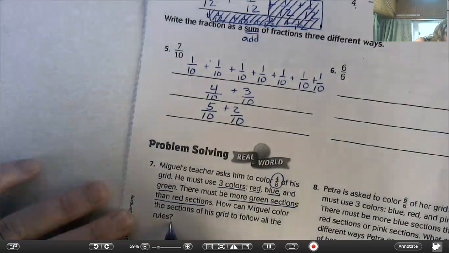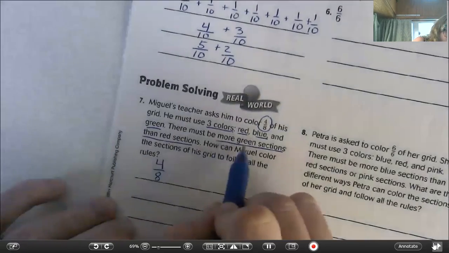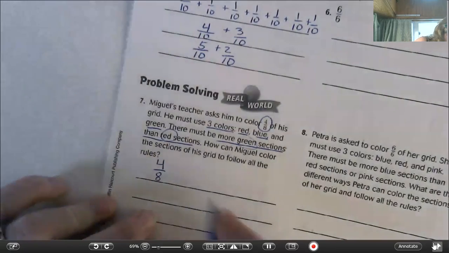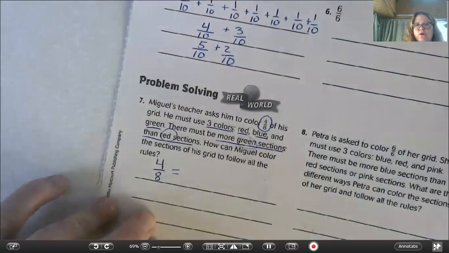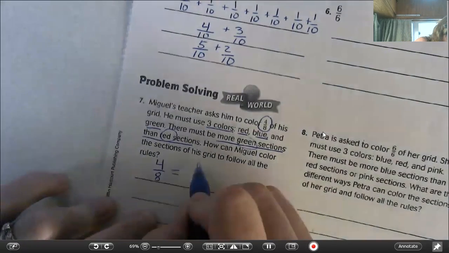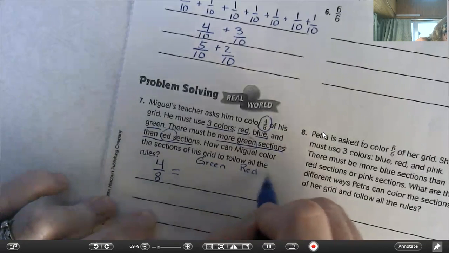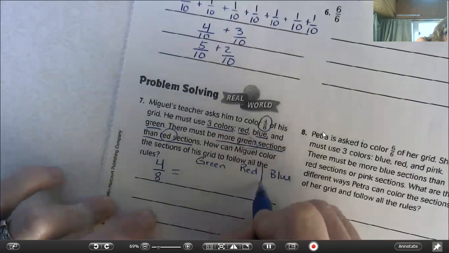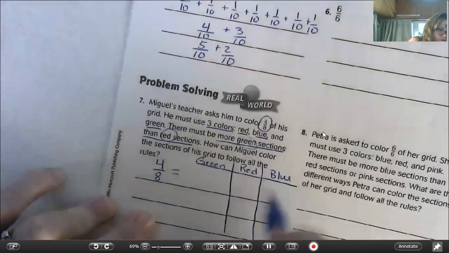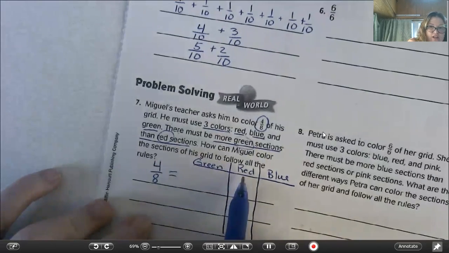So we have to take 4/8 and we need to make sure that the green section is always larger than the red section. We're thinking of different ways to do that. So green, I'm gonna label my parts green, red, blue. I'm gonna make a chart. So there must be more green than red. So green is gonna be a larger fraction than the red fraction.